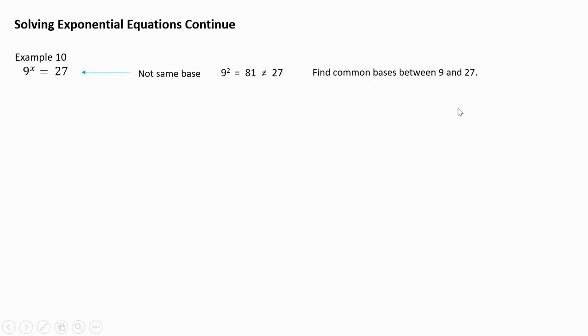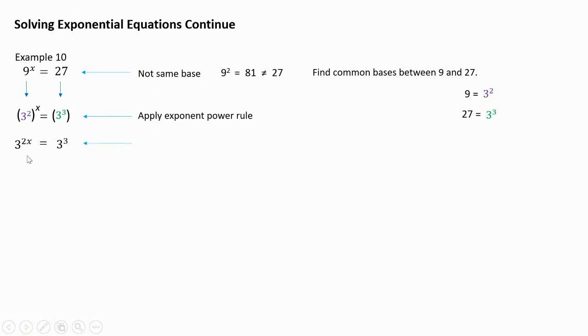Find the common base between 9 and 27. I know 9 is equal to 3 squared, and I know 27 is equal to 3 to the third power. So then I'm going to substitute 3 squared for 9, and the x comes down. And I'm going to substitute 3 cubed for 27. Then I must apply the exponent power rule, which means when you have a power to a power, you multiply the powers. So this becomes 3 to the 2x, because 2 times x is 2x, equals 3 cubed.